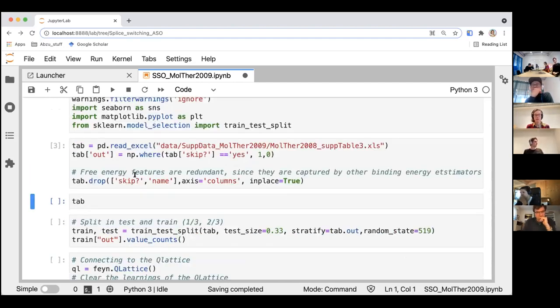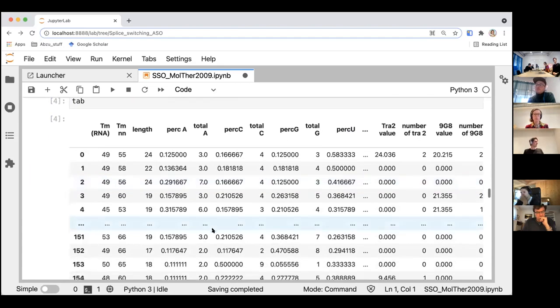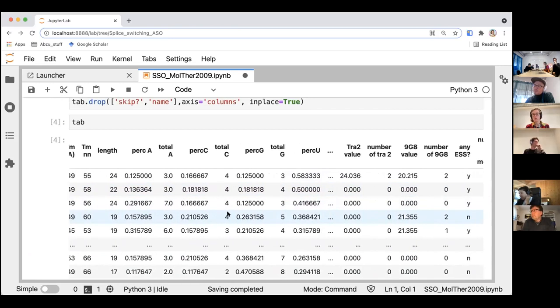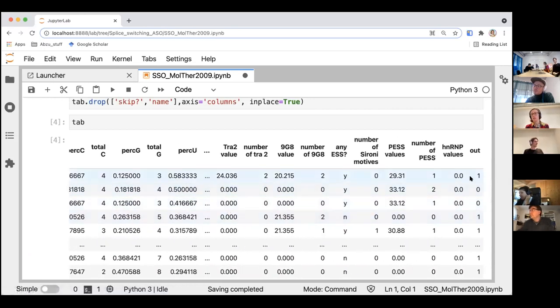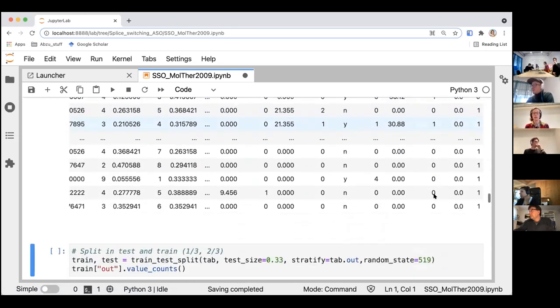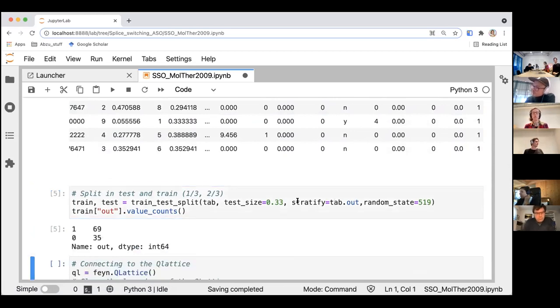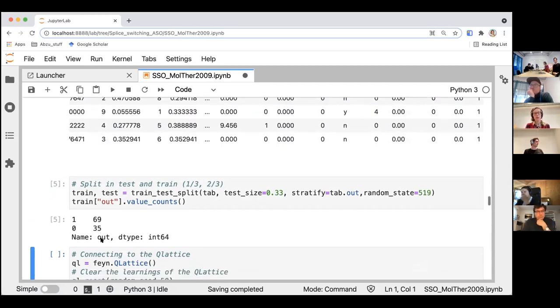We load in the data. The data is here. So you have 156 compounds and almost 50 features. So we can scroll around here and see all of them. And then out, that's whether it's skipping or not. A 1 means that it's an effective compound and 0 ineffective. We split it up in a train and test set where we leave 1/3 for the test and 2/3 for the training. And we have just around 70 effective compounds and 35 ineffective compounds in the training set.